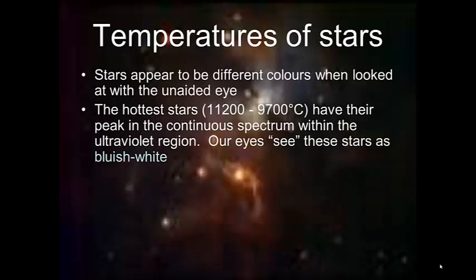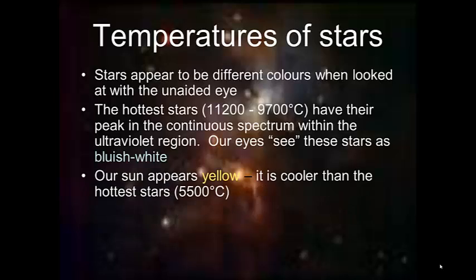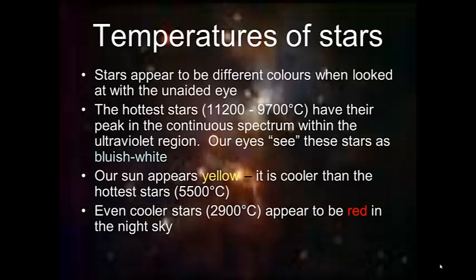The hottest stars, between 112,000 and 97,000 degrees Celsius, have their peak in the continuous spectrum within the ultraviolet region. Our eyes see these stars as bluish white. Our sun appears yellow because it is cooler. It is about 5,500 degrees Celsius. Even cooler stars, which have a temperature on average of 29,000 degrees Celsius, appear to be red in the night sky.